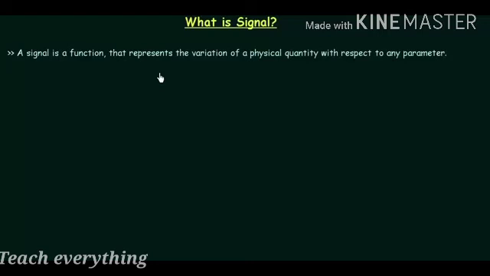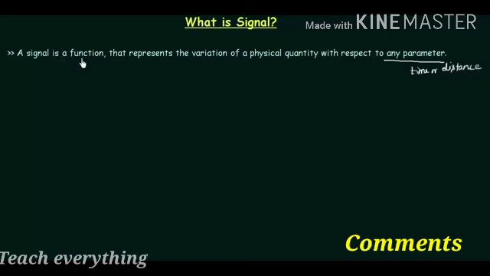A signal is a function that represents the variation of a physical quantity with respect to any parameter. This parameter is the independent quantity, and it is generally time or distance. So the function is definitely dependent upon this independent quantity, and I hope you already know about the function from your mathematics course, but we will also see one example that will clear these things more.